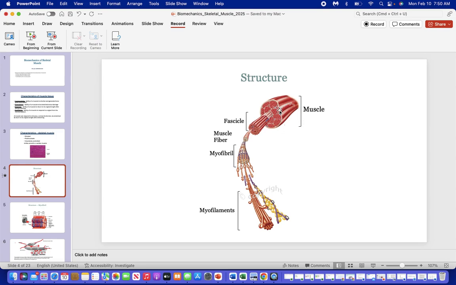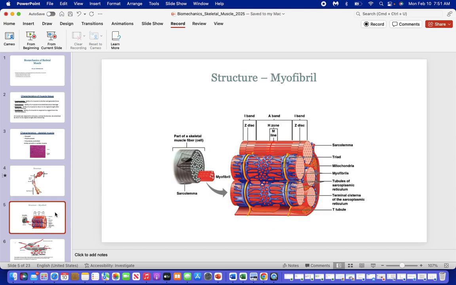So here's the muscle fiber, and then here's the fascicle. Okay, so this is one that is a bundle inside. Here's the muscle. This is the fascicle that makes up the muscle, and then inside of that is the muscle fiber. A single muscle fiber, here you go. A single muscle cell is called a muscle fiber.